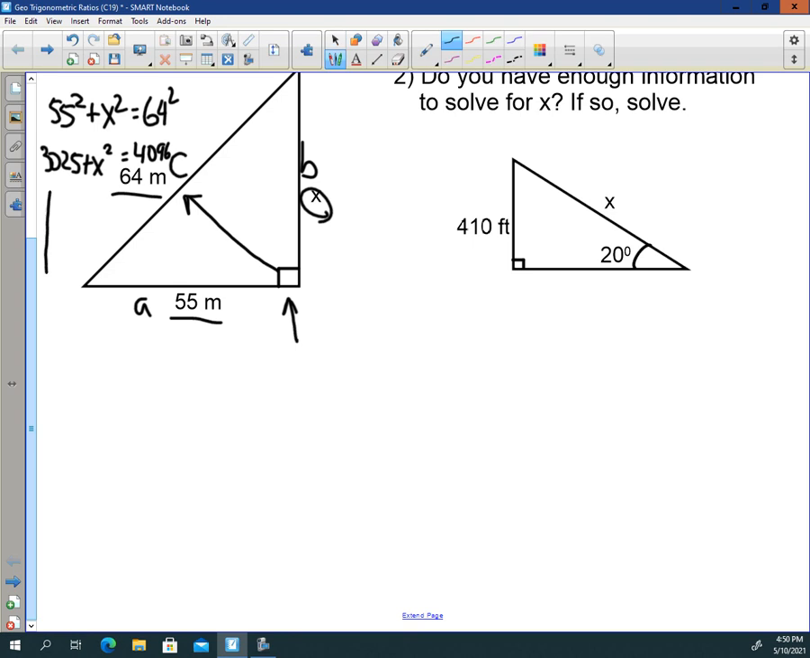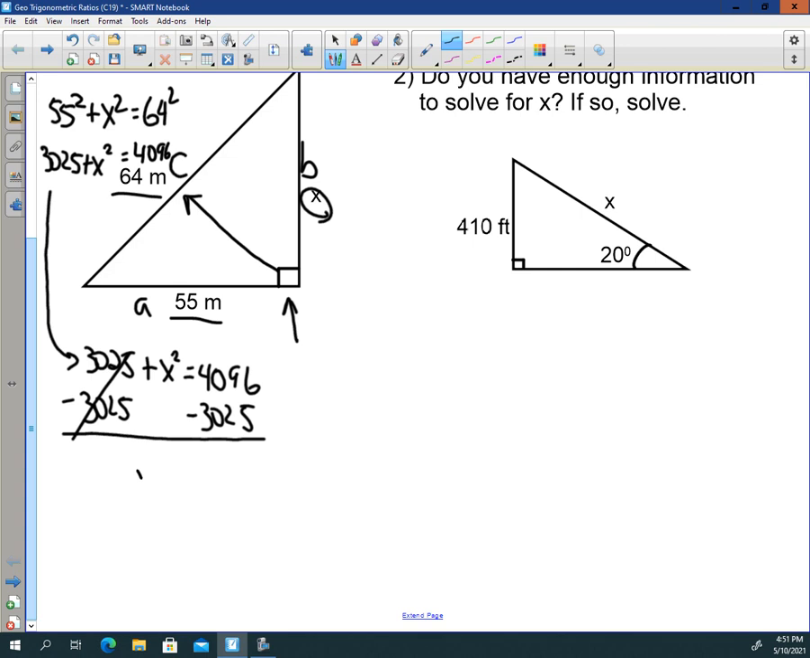I'm going to move this down to here, and we have 3025 plus x squared equals 4096. And now the next step is to subtract 3025 from both sides, creating this cancellation, and we have x squared equals 4096 minus 3025, and we get 1071. And then the last step is to take the square root of both sides. The square root of x squared is, of course, x, and the square root of 1071 is a decimal if you plug it into a calculator.